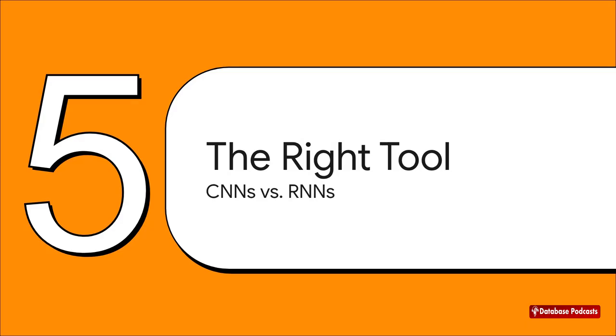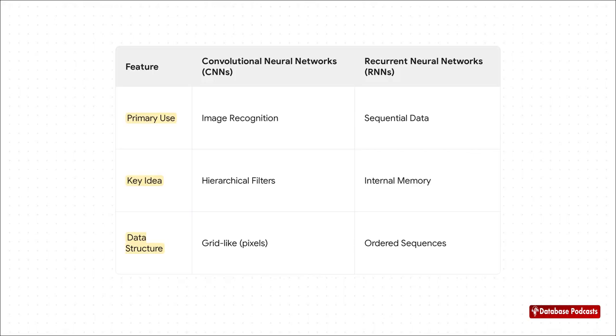So, when you step back, what we have are two incredibly powerful but very different models. And it's becoming pretty clear that you wouldn't use a hammer to turn a screw, right? In the same way, solving these complex data problems really requires picking the right architectural tool for the job. And this really lays out the core difference. It all comes down to the structure of your data.